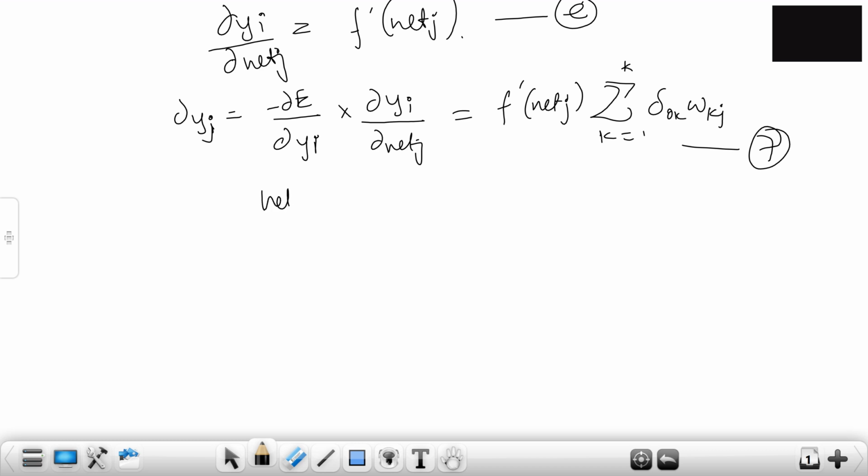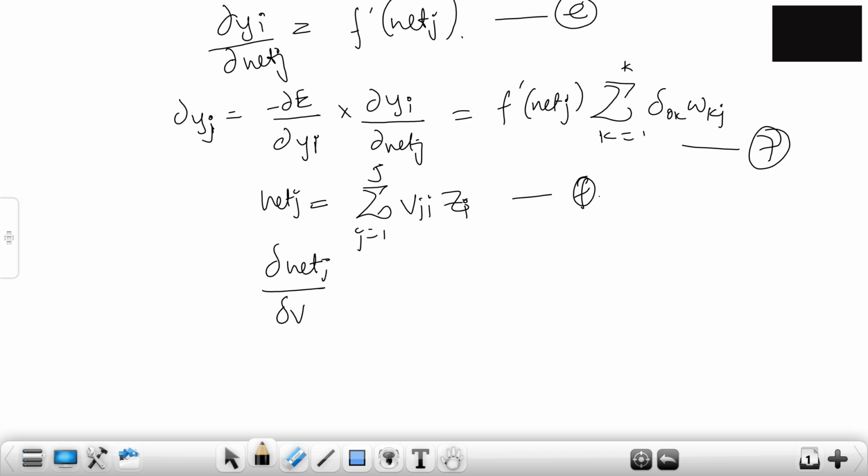Now I'm going to write that net j, we have written net k, now net j is going to be what? Summation of i going from 1 to I, then it is Vji Zi. So this is your equation F, right? Now delta net j upon delta Vji equals Zi. That is equation G. Now this is what we get.